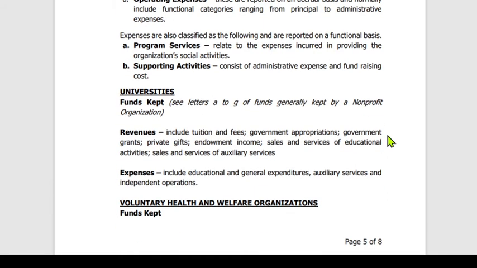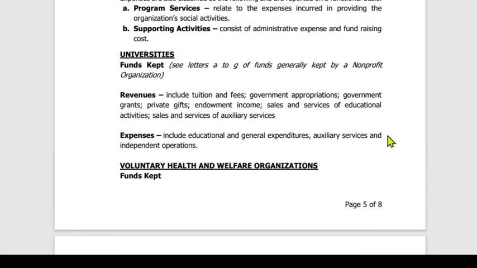Okay, let us take a look at the university's funds kept. The revenues include tuition fees, government appropriations, government grants, private gifts, endowment income, sales and services of educational activities, and sales and services of auxiliary services. The expenditures include educational and general expenditures, auxiliary services, and independent operations.